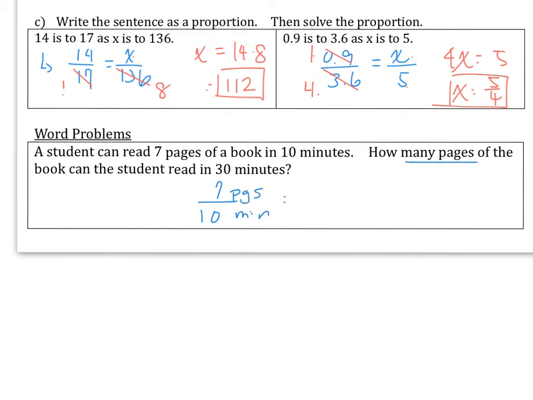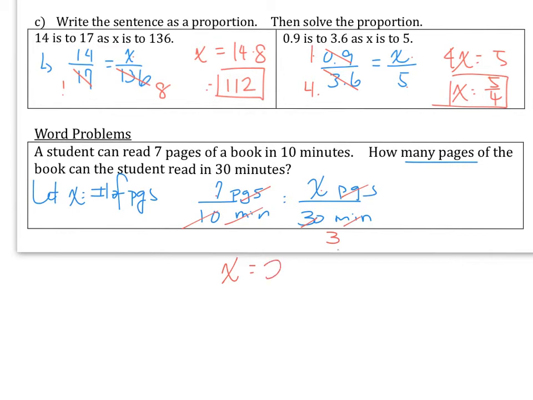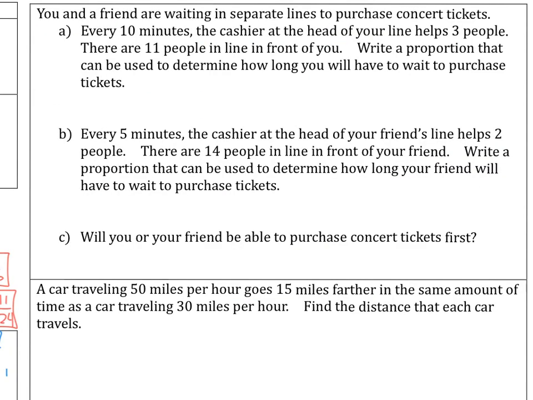How many pages of the book can the student read in 30 minutes? So I can let x equal the number of pages. And now I can cancel out my units and simplify. So x would equal 7 times 3, 21 pages. Okay, let's take a look at another one.